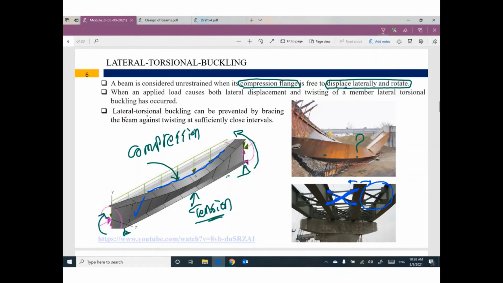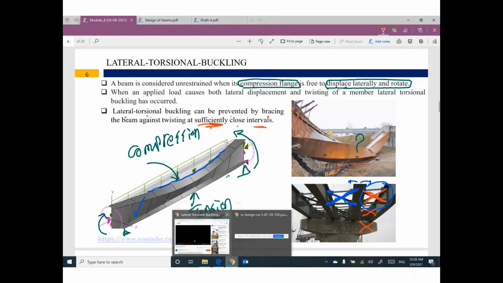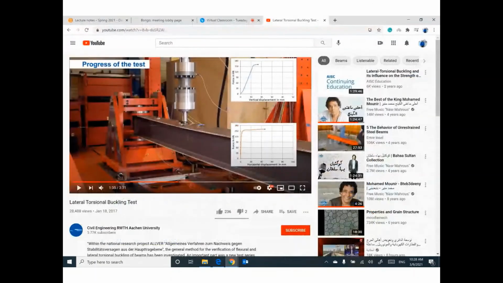Lateral torsional buckling can be prevented by bracing the beam against twisting at sufficiently close intervals. These bracings are repeated at sufficient intervals. Any questions about this phenomenon? It's very important to understand the meaning of lateral torsional buckling. We don't like this phenomenon with steel members.